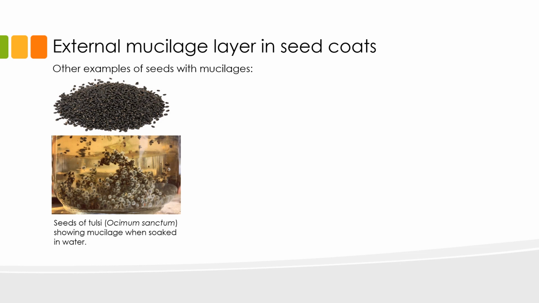Here are some other examples of seeds showing mucilage. These are dry seeds of tulsi or Ocimum sanctum. Tulsi is also known as holy basil and is used for religious or medicinal purposes. When soaked in water, you can see a thin white layer forming around the seed, and that is the mucilage.